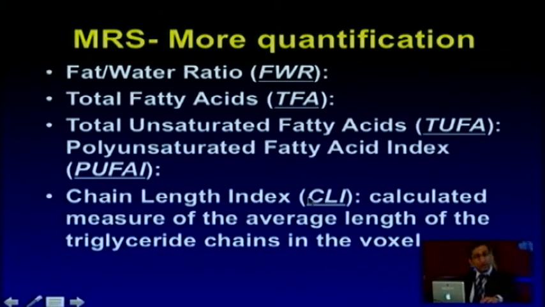We can also get different numbers. The one which we mostly use is the fat-water ratio. You can also get total fatty acids by measuring all the 6 peaks which I mentioned. You can get only the unsaturated fatty acids by measuring 4 of these, polyunsaturated fatty acids by measuring 2 of them, and also you can give the chain length index.